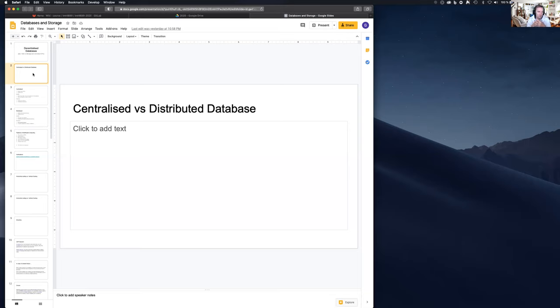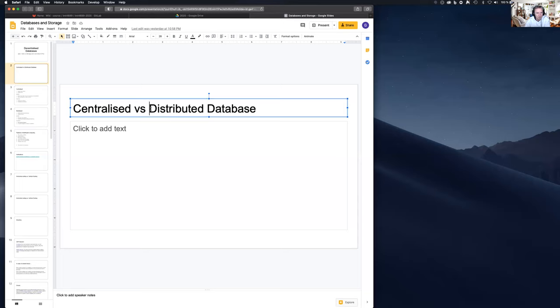But in the context of databases, it is a little bit tricky because most authors use the terms decentralized and distributed the same way. So I prefer to call it distributed, because most authors call it distributed databases.